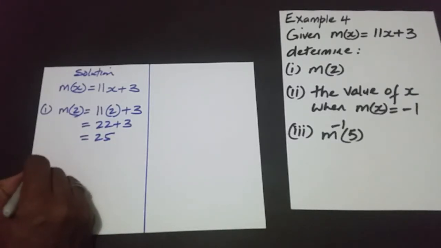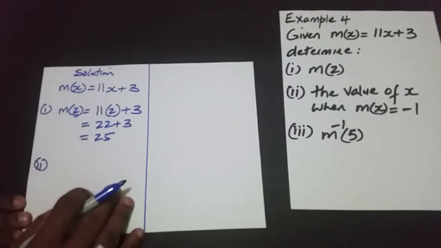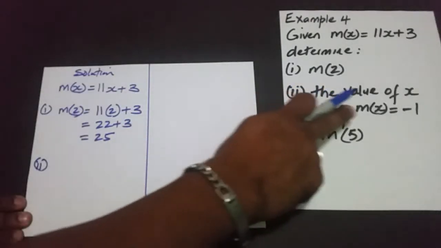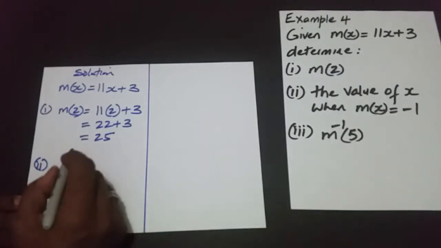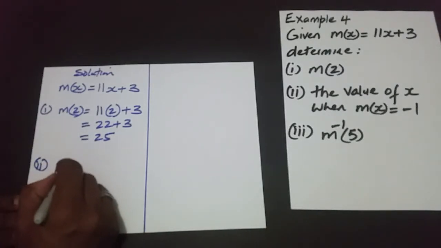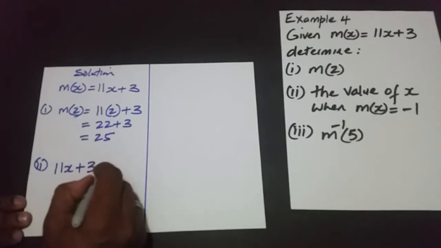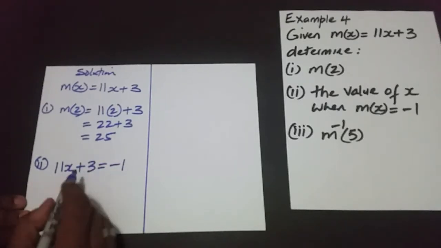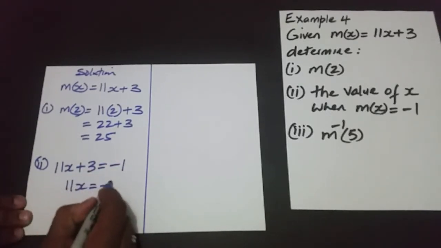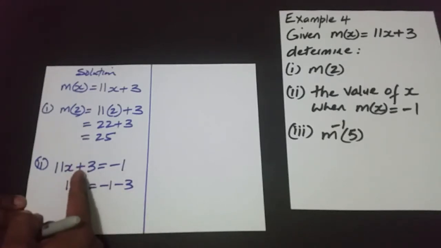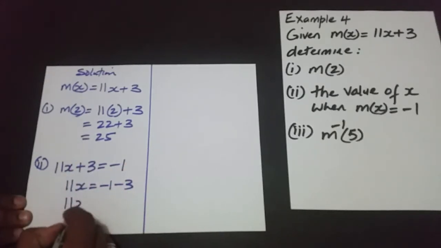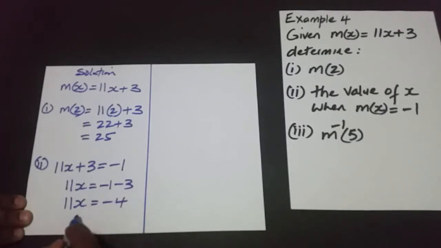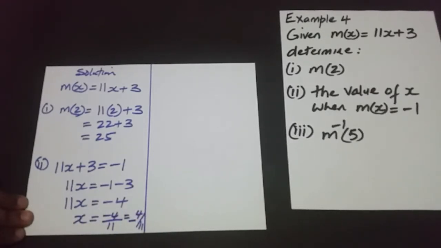Now for part 2, it says determine the value of x when m of x is equal to minus 1, which means the function itself, 11x plus 3, is equal to negative 1. So 11x would be equal to negative 1 minus 3. When you carry over the positive 3, it becomes negative. So 11x equals minus 4, and x will be equal to minus 4 over 11, which is the same thing as saying negative 4 over 11. So that would be the answer to part 2.